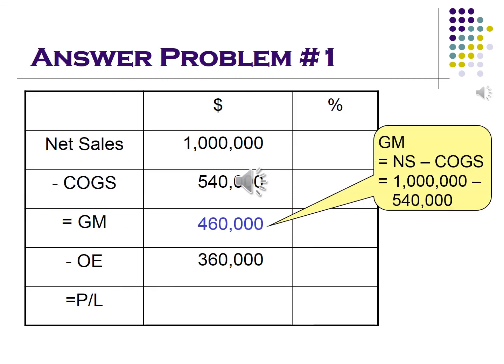Okay, let's confirm the answer together. So let's take a look at the dollars first. Since net sales minus cost of goods sold is gross margin, the gross margin becomes $460,000.